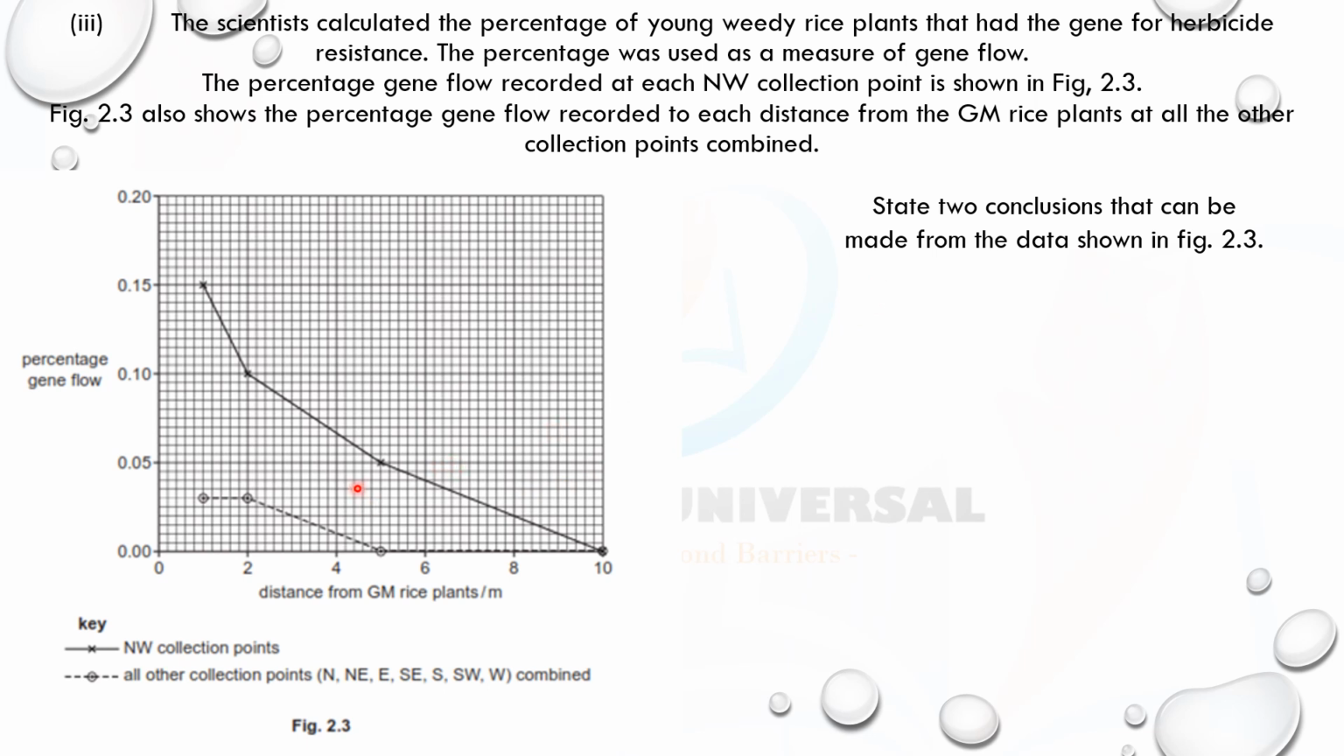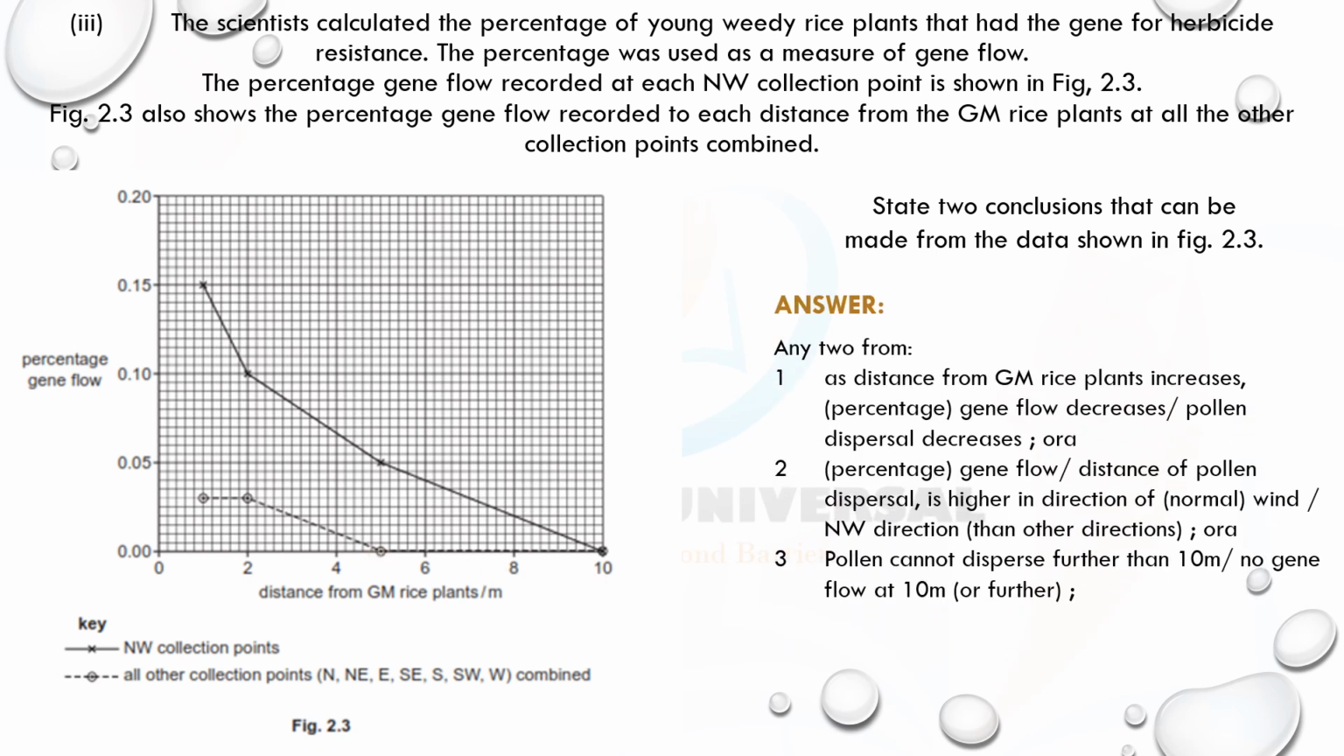Another thing, you can see that the gene flow does not pass 10 meters for both of them, though this one is about 5 meters and this one is 10 meters. So these are the conclusions. Look at it. Good. Number one, as distance from the GM rice plants increases, gene flow decreases.